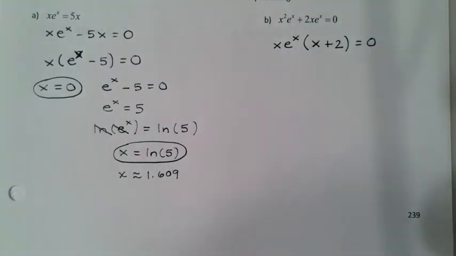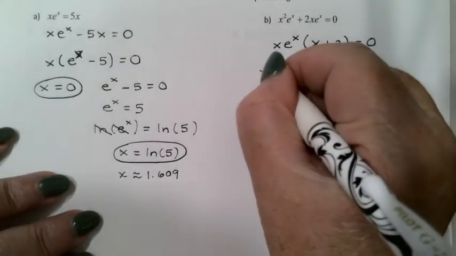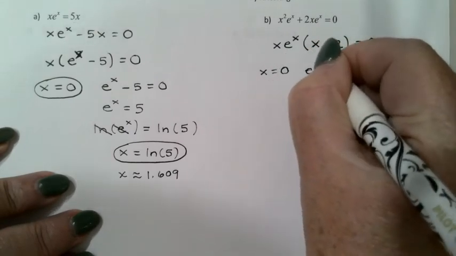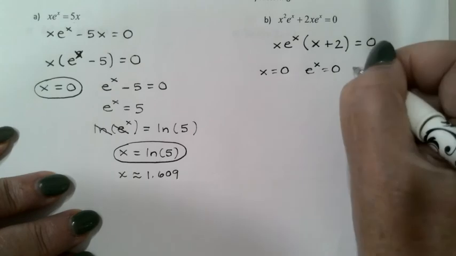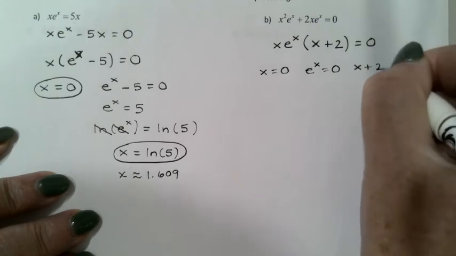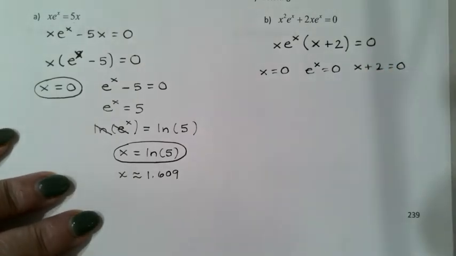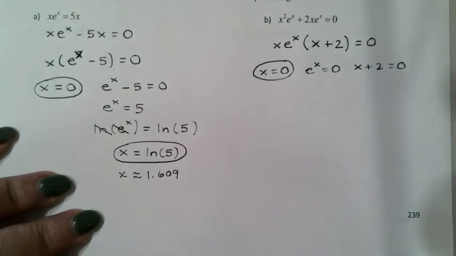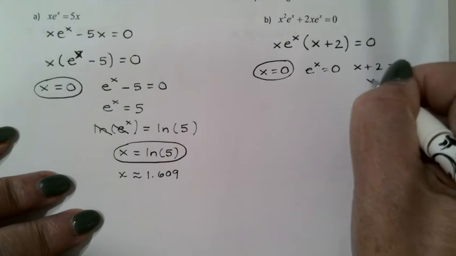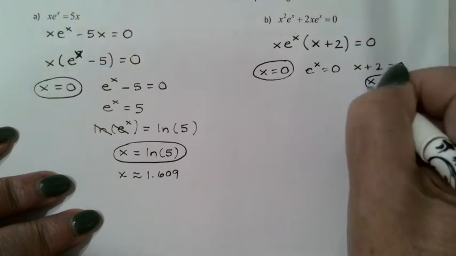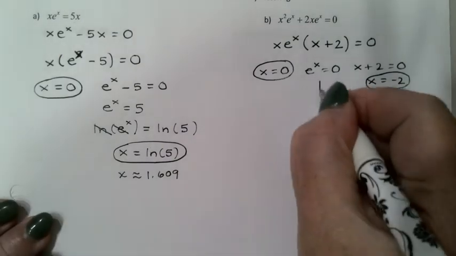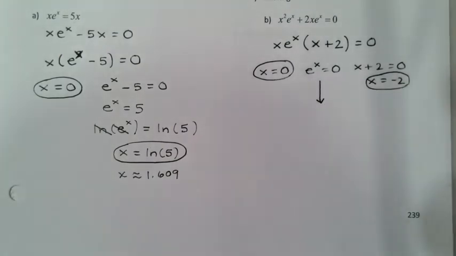All right, set each factor separately equal to 0. So x equals 0. e to the x equals 0. x plus 2 equals 0. x equals 0, already one of my solutions. And this guy comes pretty quickly as well. x equals negative 2, another solution. But what about this one? e to the x equals 0.